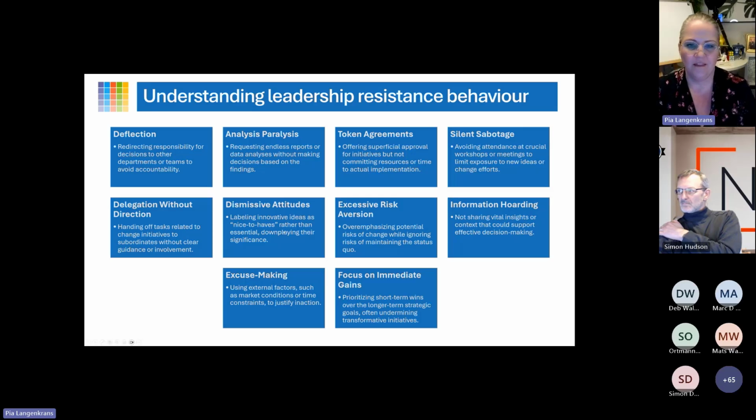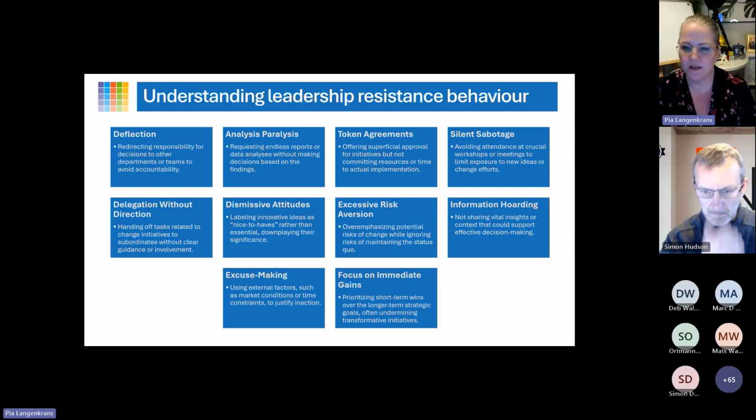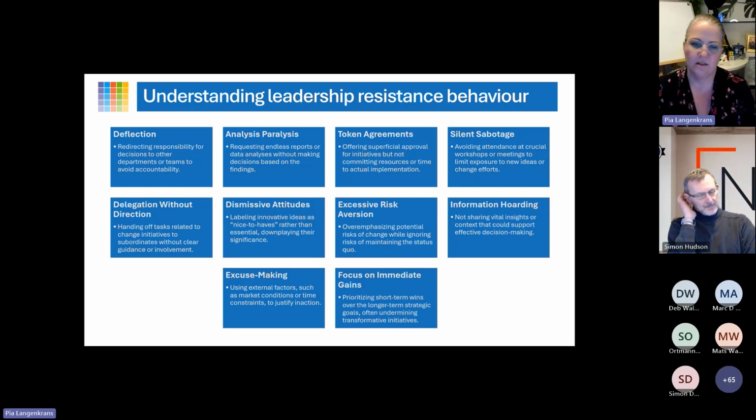And the dismissive attitudes. It's like, this is a nice to have rather than a must to have. Also, in the dismissive attitude, it can come in and say, we just want the low hanging fruit. That's the only thing that we can do. There must be some small step that we can do. And also here, the excessive risk aversion.